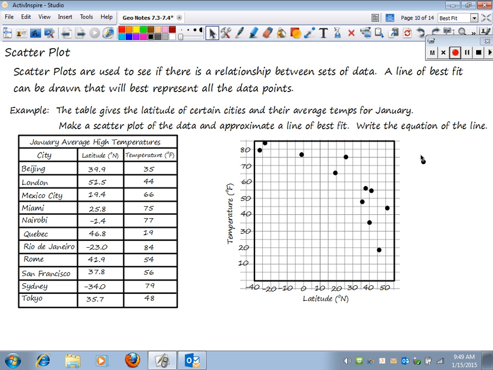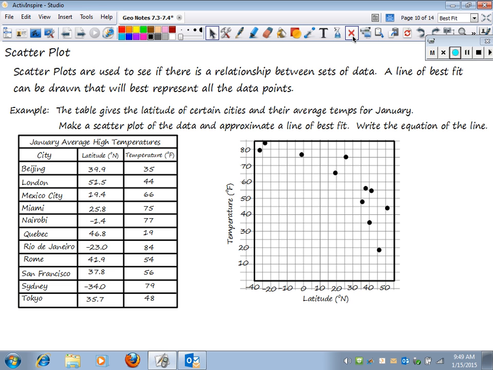Okay, let's get rid of this. Don't need that anymore. Okay, so there's your scatter plot. It wants us to see if there's a relationship or a correlation. Does it look like there's any kind of relationship there? Well, doesn't it look like it's kind of coming downward? So basically, the farther you go on the latitude, the lower your temperature goes. So it's kind of a negative correlation. It looks like it's going downward.